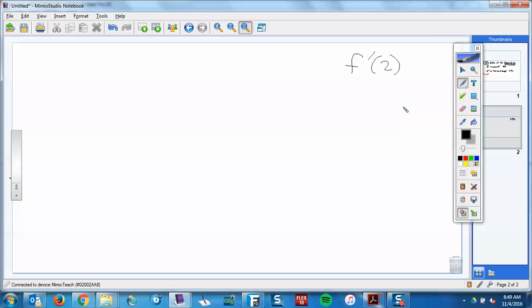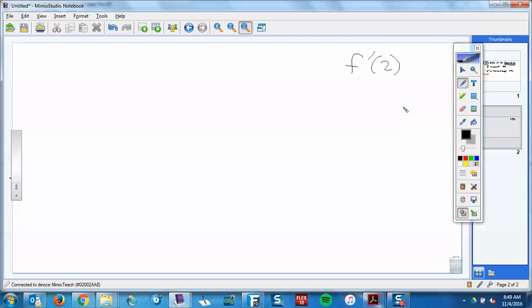The instantaneous rate of change of the F graph at x equals 2. Or, the slope of the F graph at x equals 2, right? Now, let's think about those two. They're interchangeable. They mean the same thing.